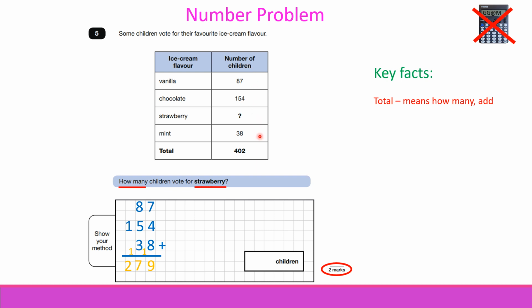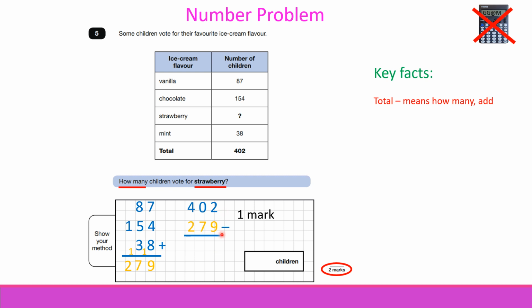So 279 plus this missing gap here for the strawberry has got to give me 402. So to work out what is missing, we have to do the opposite to add, which is subtract. So 402, which is my total here, take away the 279 that I've just worked out. For doing this method, it will give you 1 mark. So for adding the values together and then taking it from 402 is 1 mark. And then your final mark comes for your answer.